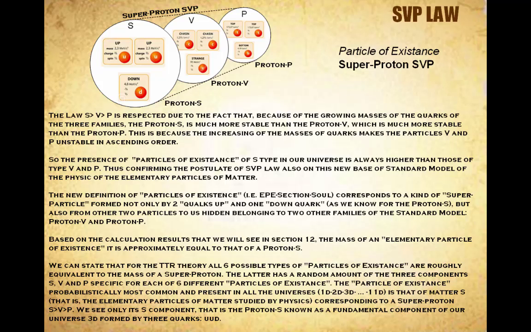The latter has a random amount of the 3 components S, V and P specific for each of 6 different particles of existence. Furthermore, the particle of existence probabilistically most common and present in all the universes is that of matter S, that is, the elementary particles of matter studied by physics, corresponding to a superproton S > V > P. We see only its S component, that is the proton S, known as a fundamental component of our 3D universe, formed by 3 quarks, UUD.